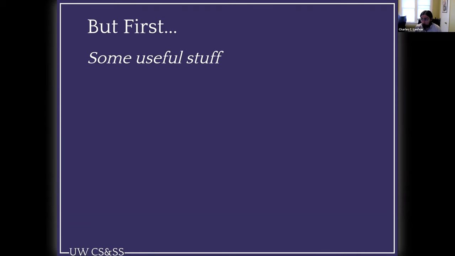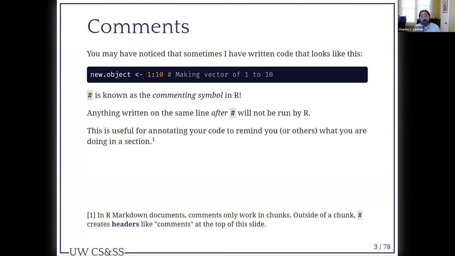Before we do that, I want to cover a few quick, useful and important things to lead us in there. You might have noticed, for instance, that I sometimes write code that looks like this, where I'll write new.object, assign to that the numbers 1 through 10, 1:10, which if you remember is a shortcut for the numbers 1 through 10. Then I write a pound sign or hashtag that says making vector of 1 to 10.